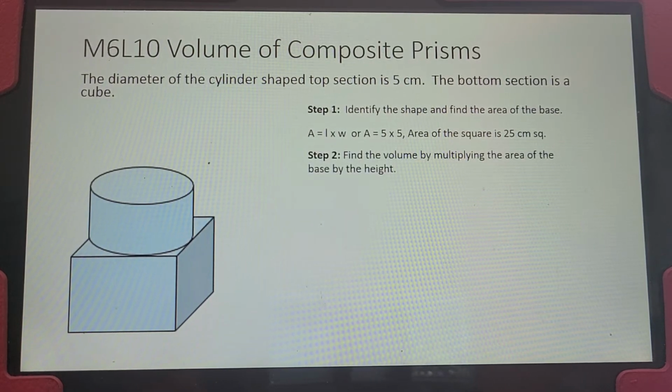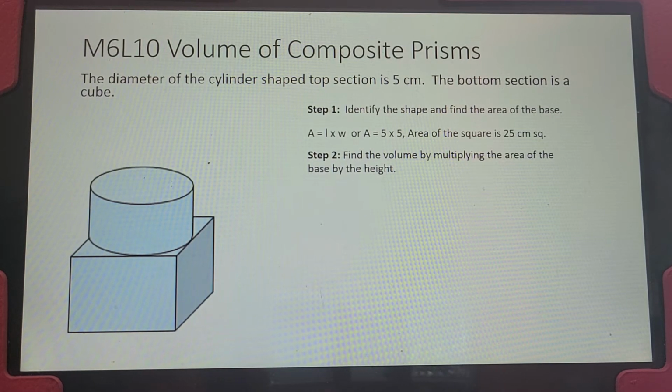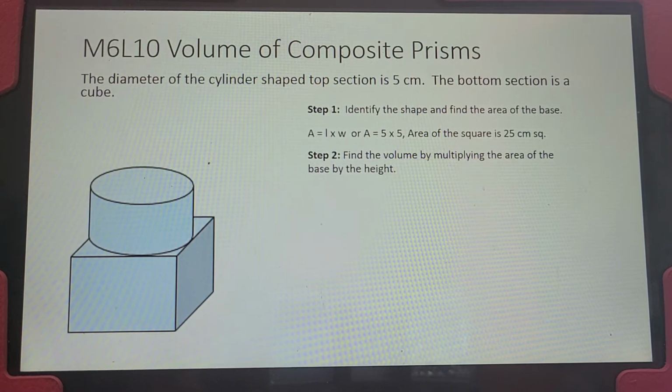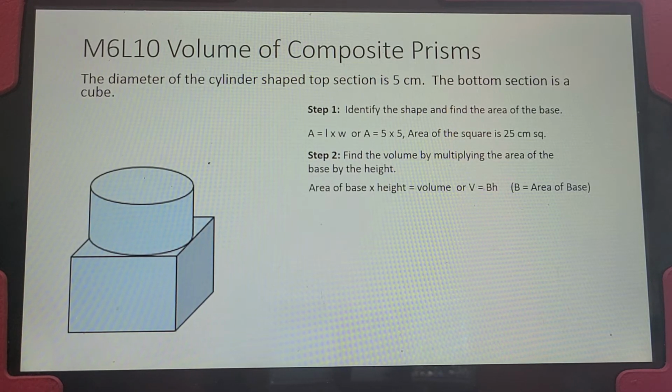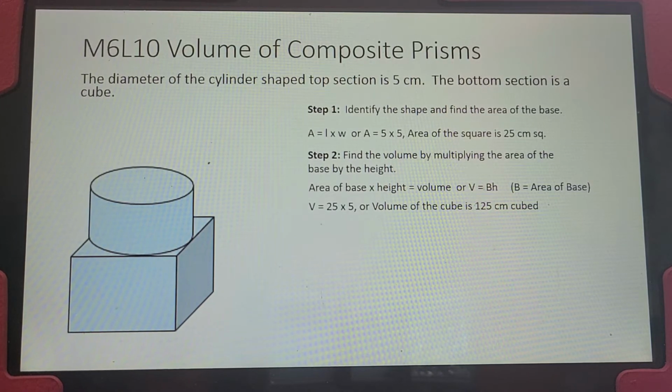The next thing we're going to do is find the volume by multiplying that area of that base by the height. Now since it's a cube, its height is also 5. So we take 25, multiply it by 5, and the volume of our cube is 125 centimeters cubed. Very important to specify that we're saying cubed because it is three-dimensional. You could also put an exponent of 3 as well to show that it is cubed.